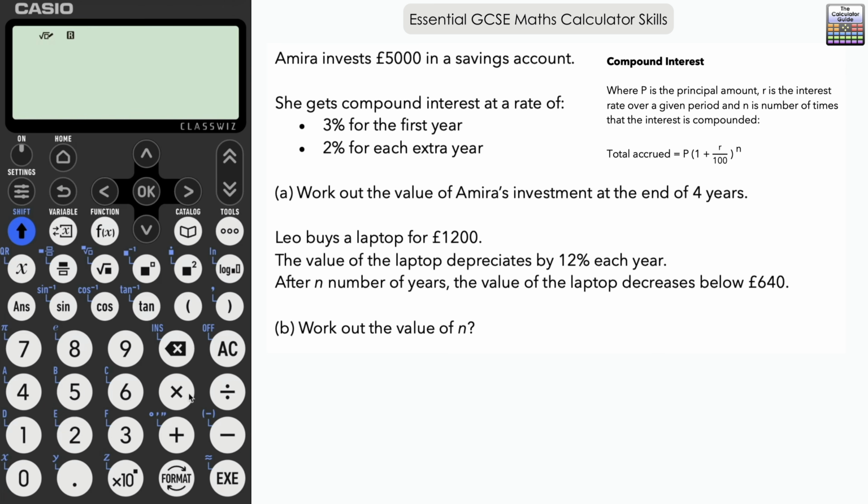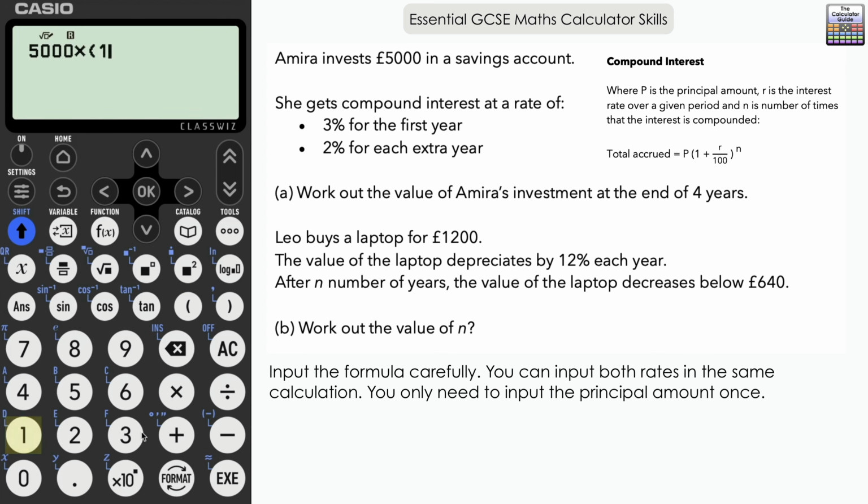Using the formula, we're going to start off with the principal amount, so that's £5,000, multiplied by, well, I'm going to do the full method with the bracket here, 1 plus, and then the rate over 100, so that just changes it from a percentage to a decimal. Navigate right and close that bracket.